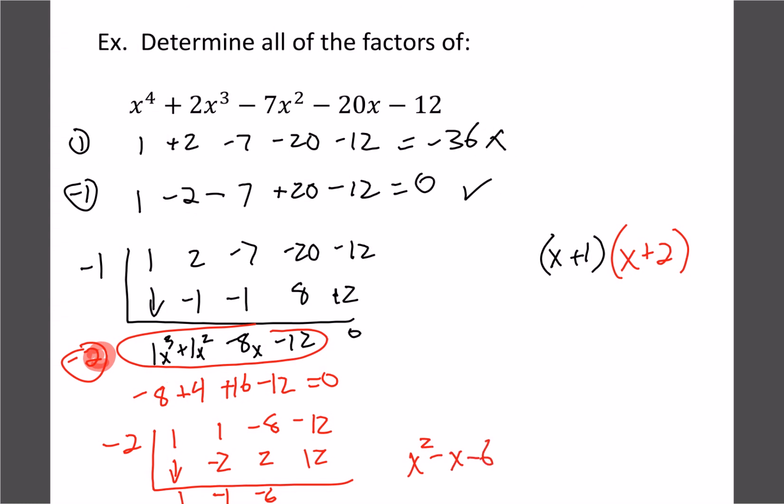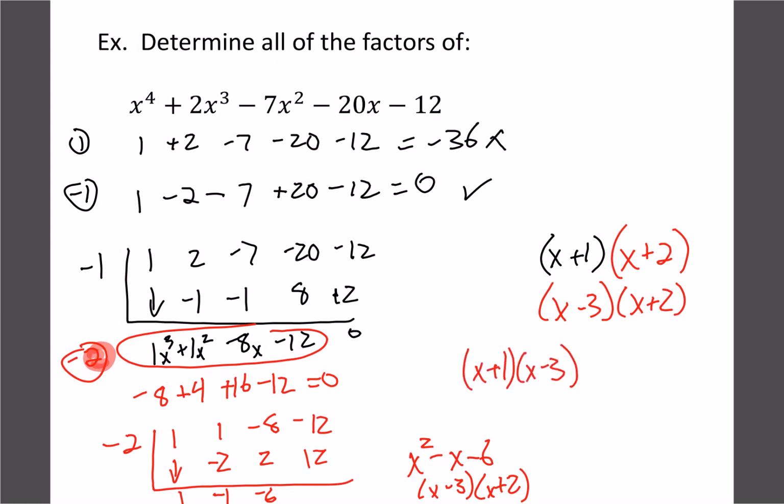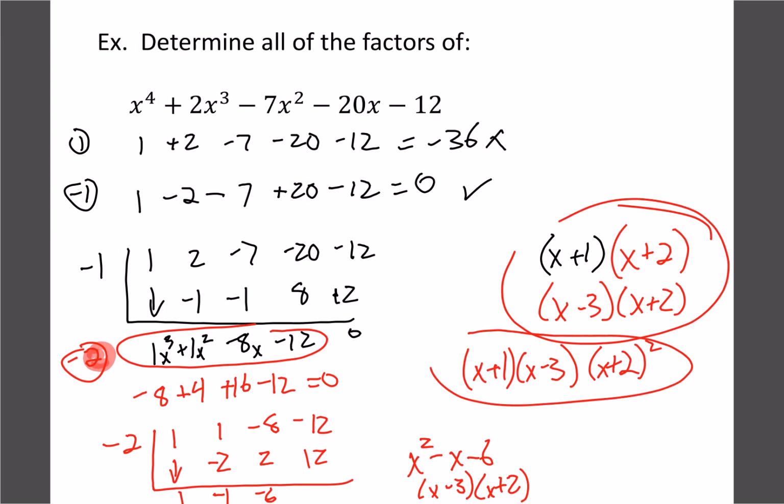So from there we can just do easy factoring. We'd have minus 3 and plus 2. So we'd have minus 3 and plus 2 again. You can see we actually have two plus 2's. So we could even write this as x plus 1 times x minus 3 and x plus 2 squared. That would be another way of writing it. So either of those versions is fine.